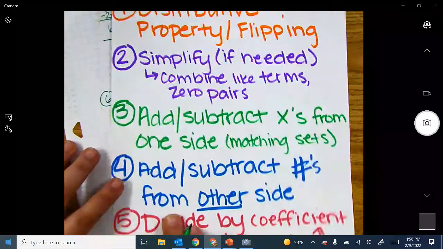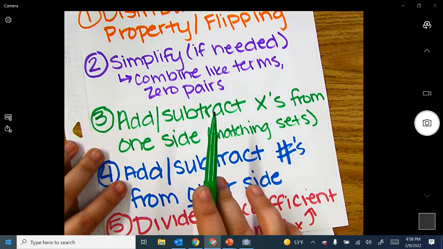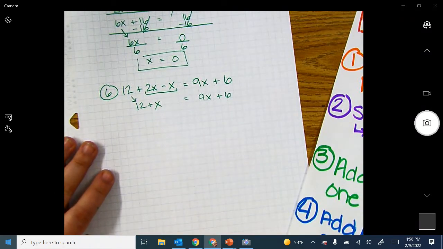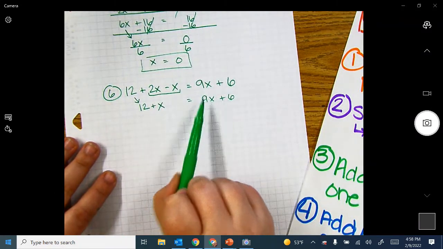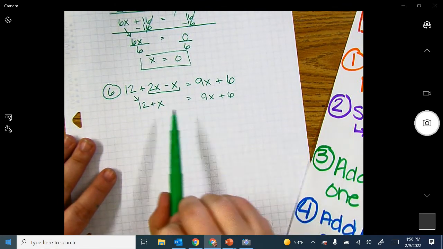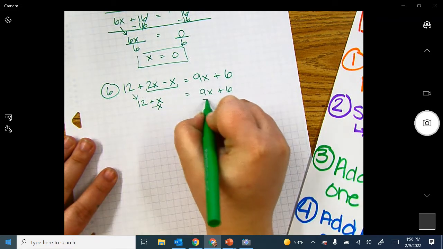Okay, so that was step 2 to simplify it, put it all together. Now I need to add or subtract the x's from one side, so doing my matching sets. All right, so right away I notice that I've got a lot more 9's over here. So if I think about matching sets, I do have a positive x that I can take away from both sides.